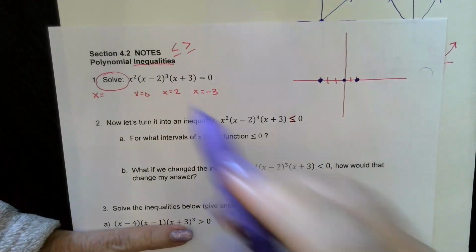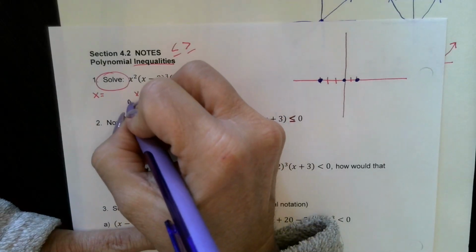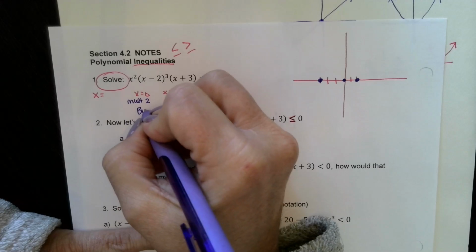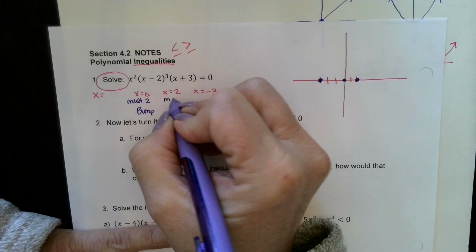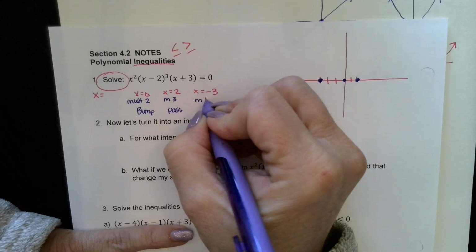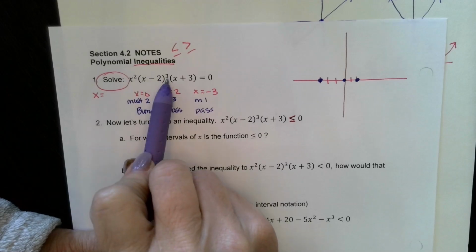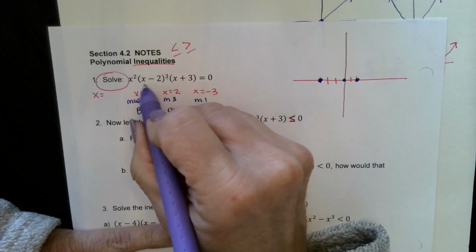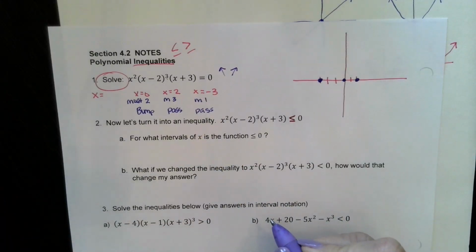Okay? Now, I can also look at this and I say, okay, this is going to be a bump. So this is a multiplicity of 2, which is going to be a bump. This is going to be a multiplicity of 3, which is going to be a pass. I'm going to pass through it. And this is a multiplicity of 1, which I'm also going to pass through. So I have 1, 2, 5, 6 zeros. So I know 6 zeros, and all of my coefficients are all 1. It's going to have an end behavior of up, up.